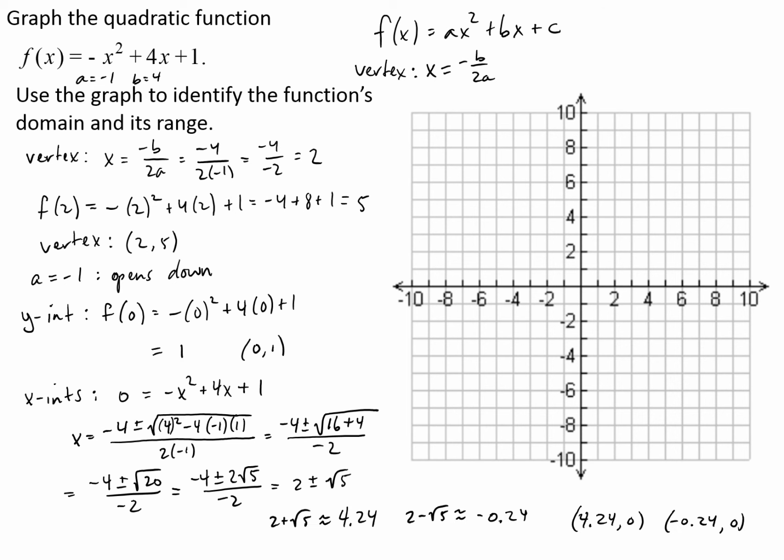Let's plot these points, starting with our vertex of (2, 5). Then we have a y-intercept of (0, 1). We have x-intercepts of negative 0.240 and 4.240. So we can sketch our parabola in from there. Connecting all our points with our rounded U shape that's facing down gives us the graph of this quadratic function.